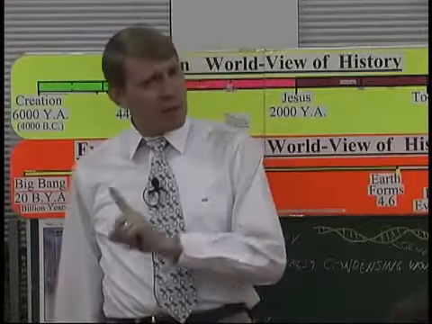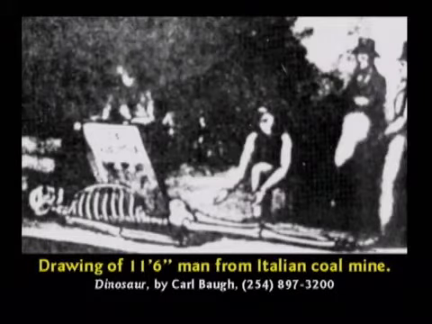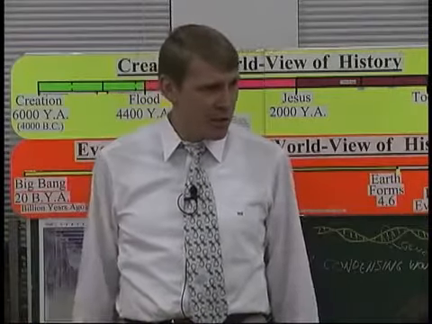Now, this is a drawing, not a picture, of a skeleton that was alleged to be found in a coal mine in Italy back in the 1850s, I believe. Some of the scoffers have ridiculed this drawing, saying when you find a skeleton, the ribs are not in place. Well, I understand that, okay? The ribs are going to collapse and be flattened out. They're not going to be up in place like that. This is just a drawing of what they said they found in this coal mine.